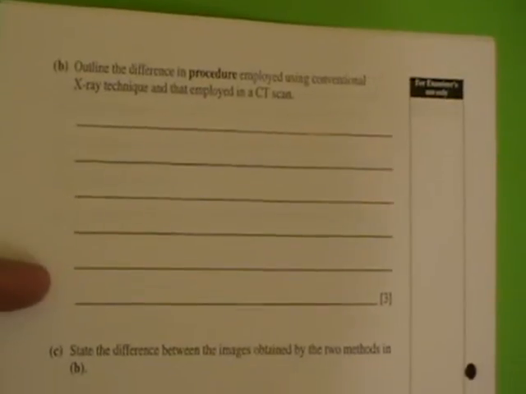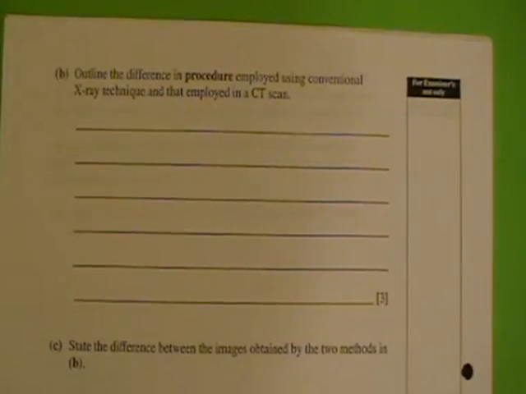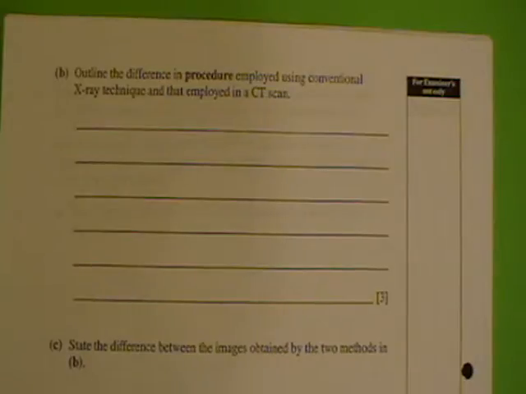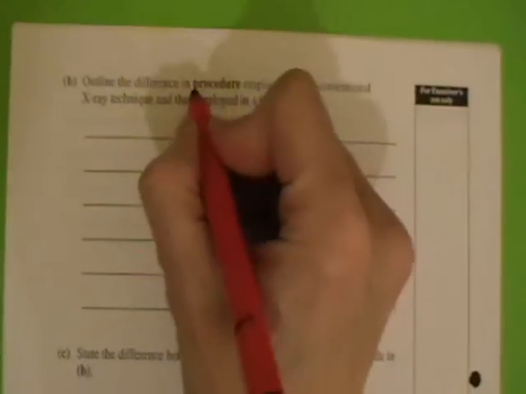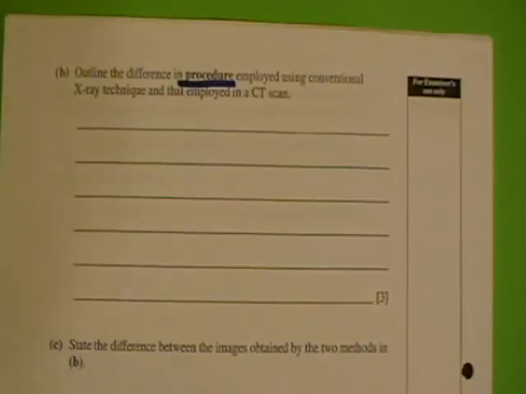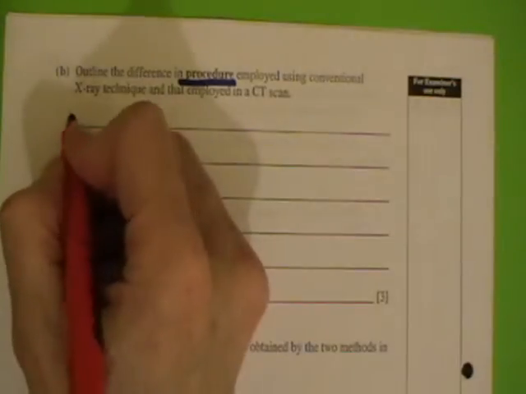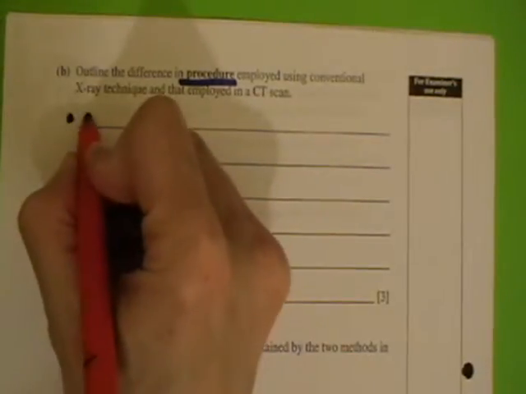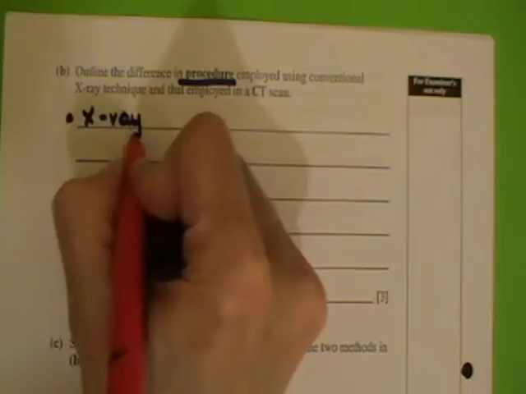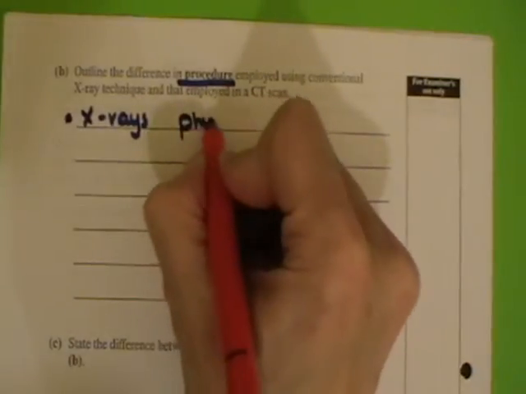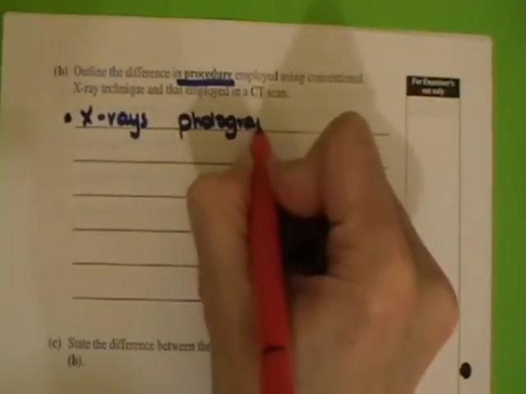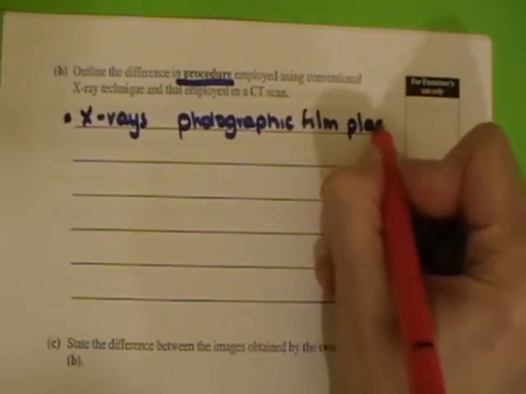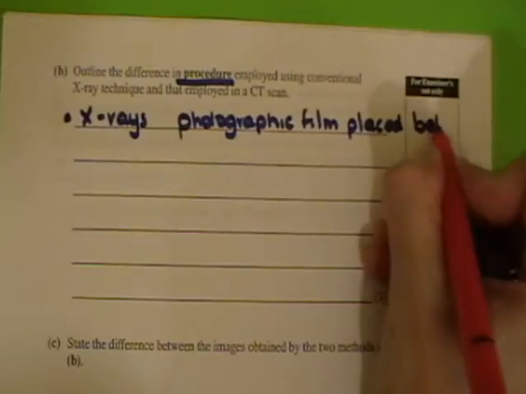The next part of the question says, outline the difference in procedure employed when using conventional X-ray technique and that employed in a CT scan. So that's very similar to the year before. The procedure is just how do you take the actual photograph. So the X-rays, you have a photographic film placed behind the patient or the body part of the patient.